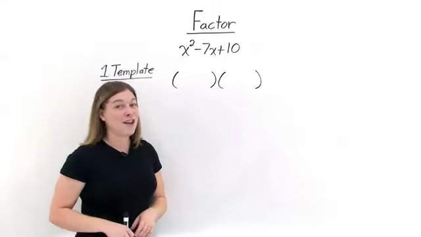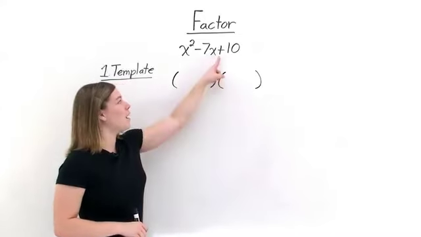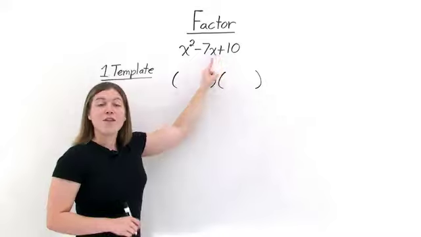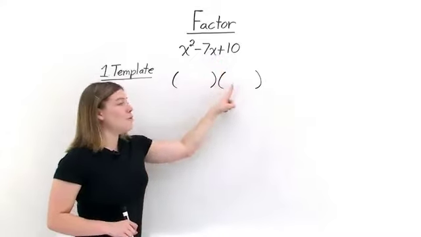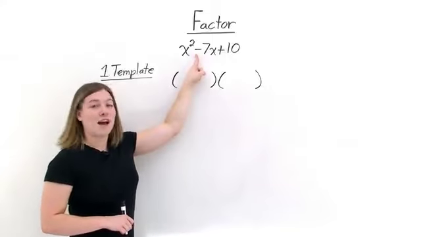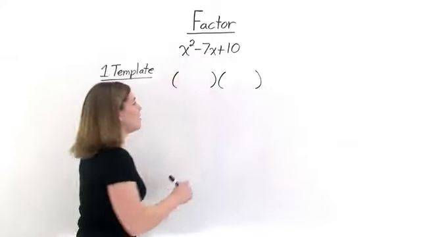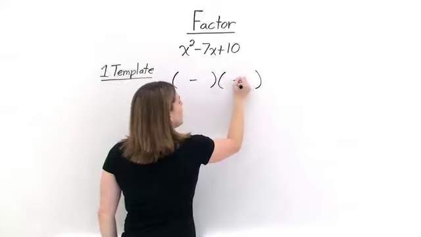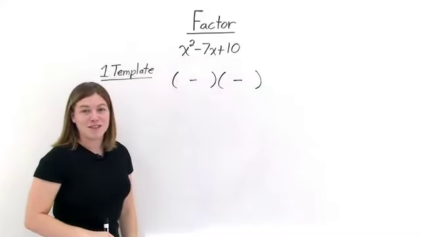To figure that out, we look at the second sign in our polynomial, a plus. That means that both signs in each binomial will be the same. To figure out what sign that is, we look at the first sign in our polynomial, a minus. So that means we're going to have a minus sign in each one of our binomials.